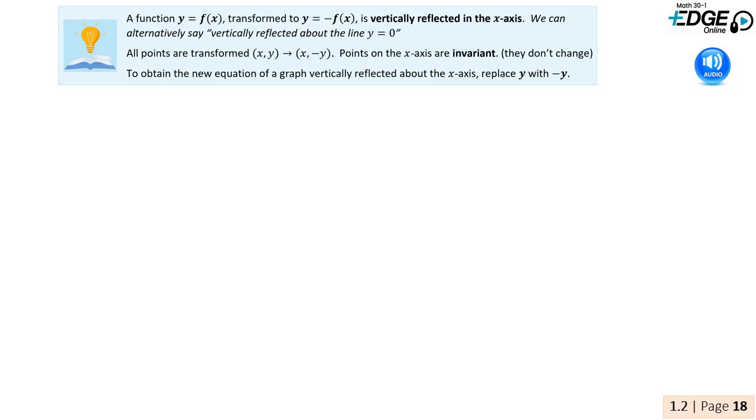Remind yourself that the x-axis is sometimes called the line y equals 0. We often see the letter y there and think y-axis, but in fact the line y equals 0 is the collection of all points having a height of 0, and it's therefore a horizontal line.